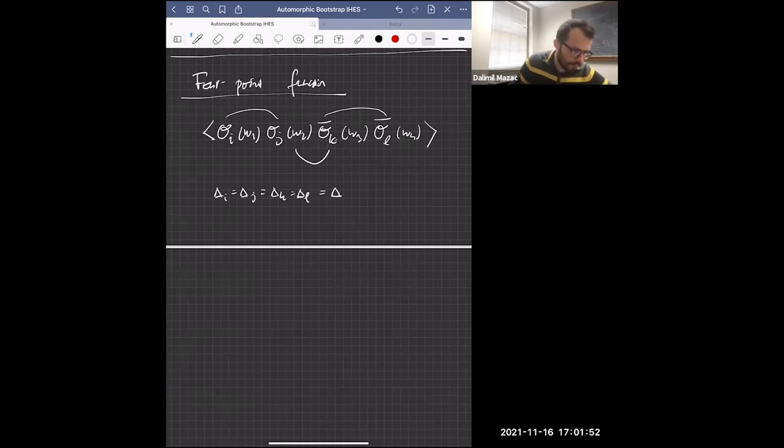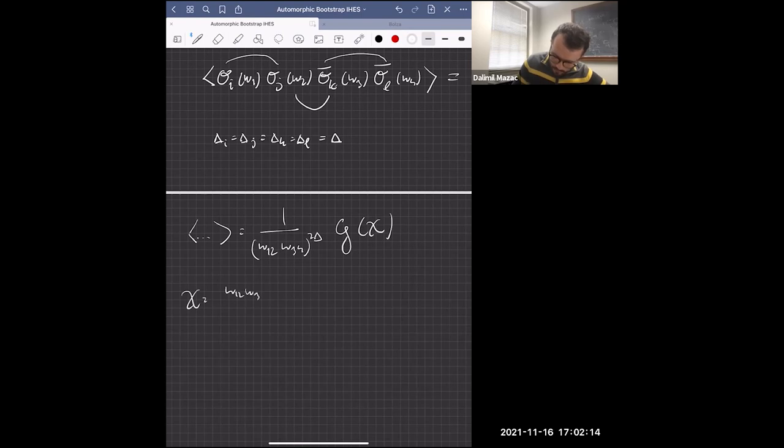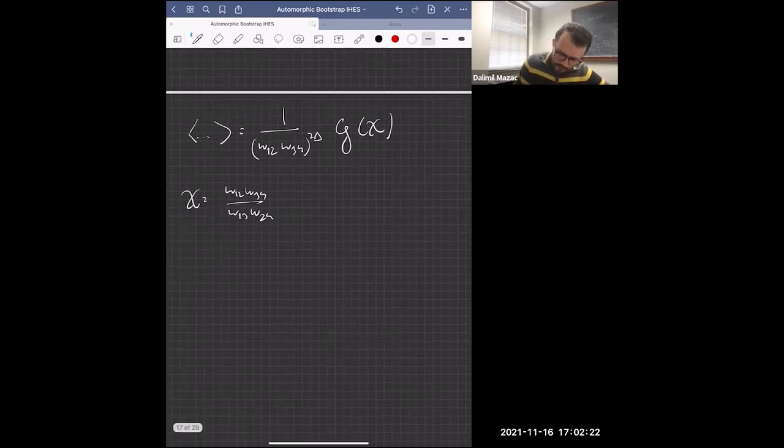And let's just call it delta. Now, this correlator, this four-point function, let me first write it in a way which manifests the symmetry. It's really a function of a cross ratio of the four points. So chi is the cross ratio, the only cross ratio that we all know and love. And what I was saying before implies that g of chi can be expanded in two different ways.